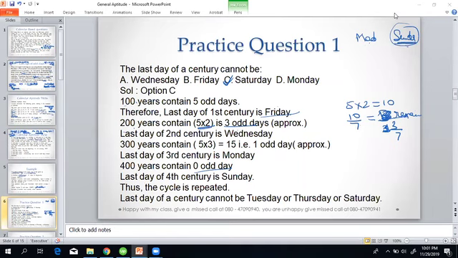15 divided by 7 gives 1 odd day. 14 is completely divisible by 7 and leaves 1 remainder. So there is 1 odd day. Okay, so the last day of a century cannot be Tuesday or Thursday or Saturday. We have calculated all this. So Saturday is the answer. So for any century, the last day cannot be Tuesday or Thursday or Saturday.